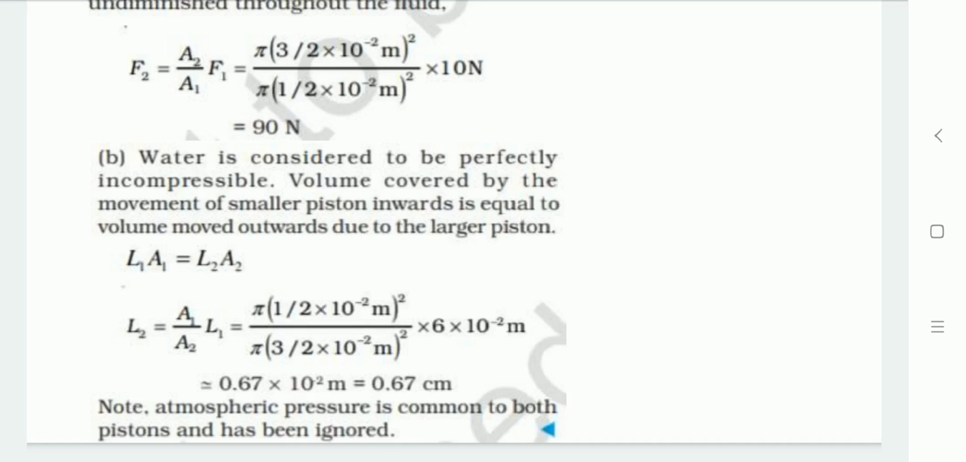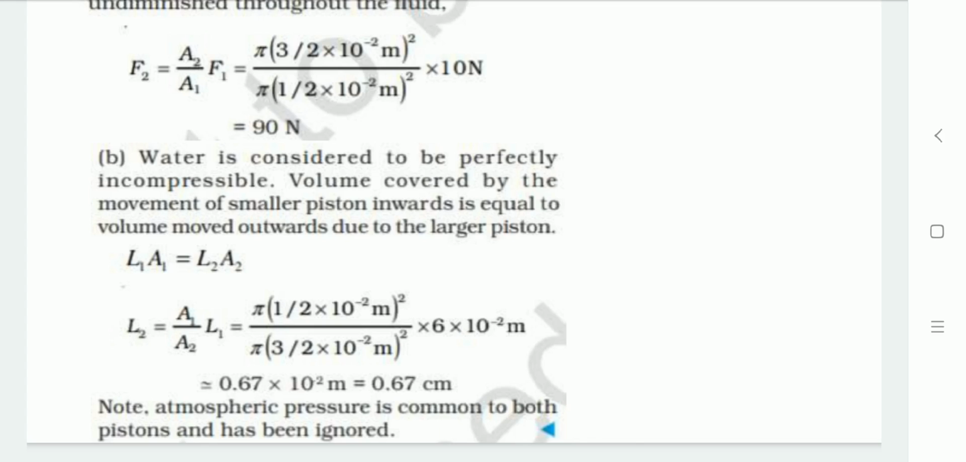Areas we have already calculated. A1, that is the area of the smaller piston, A2, that is the area of the larger piston, and L1, that is the distance covered by the smaller piston. It is given 6 cm. Convert into meter, it would be 6 into 10 raised to minus 2 meter. By substituting all the values, we are able to get L2 equal to 0.67 centimeter.